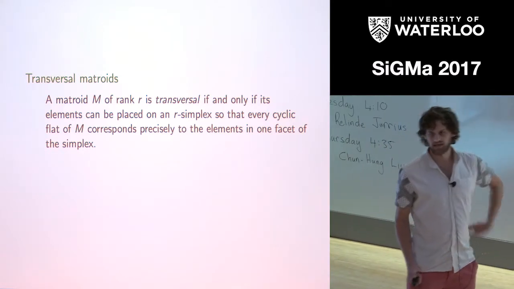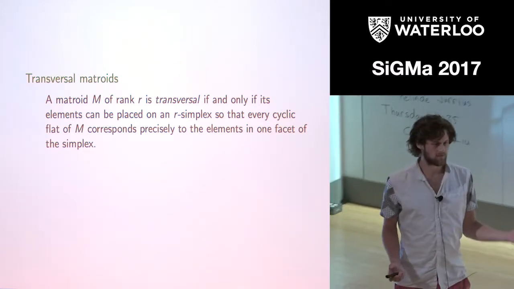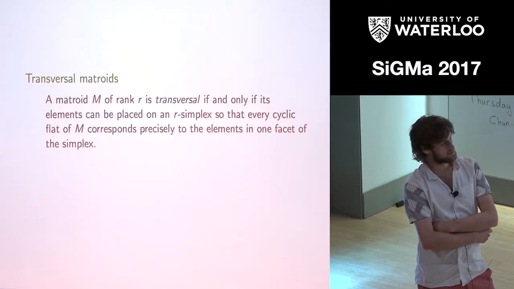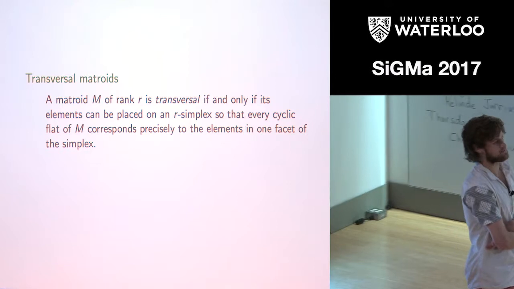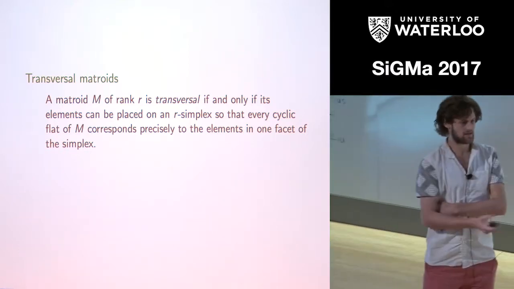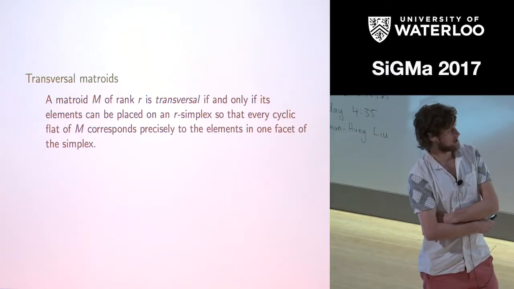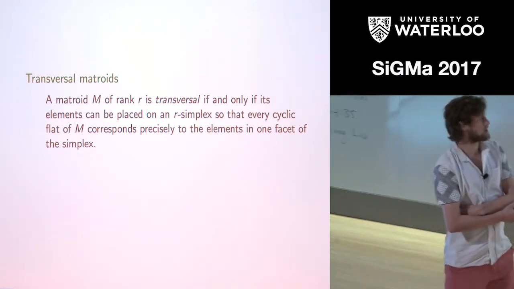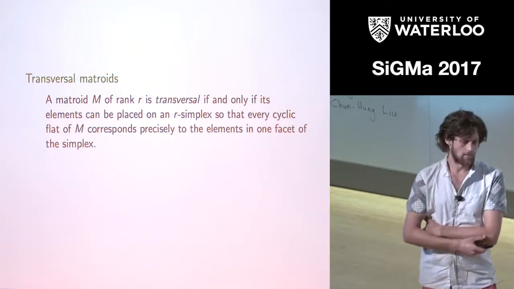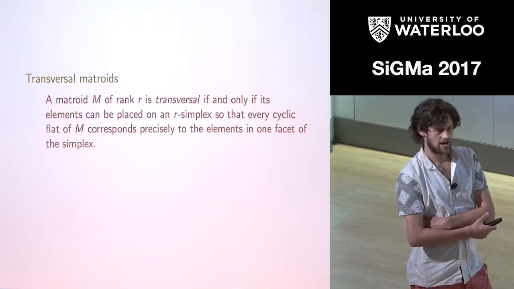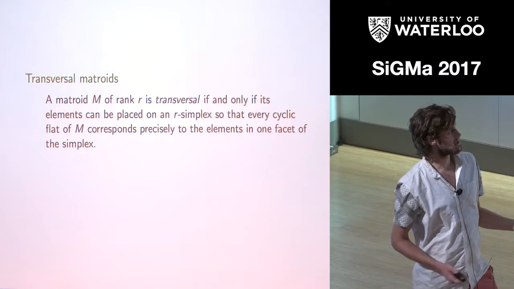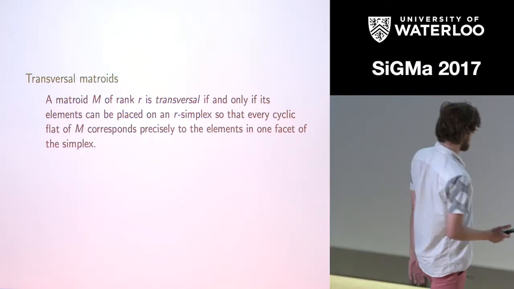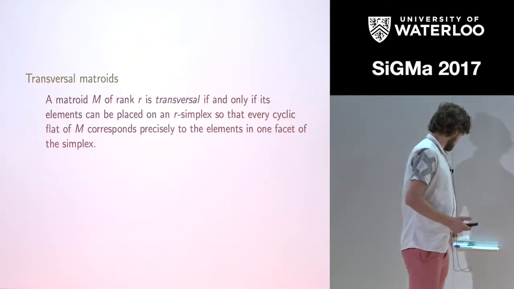So a transversal matroid is, as the name suggests, so called because they arise naturally from transversals or set systems, where the independent sets of the matroid correspond to sets that are partial transversals of the set system. Now, I want to think about it in a slightly different way. By this definition, a matroid is transversal if and only if the elements can be placed on a simplex such that the cyclic flats correspond to facets of the simplex. We draw that something like this.